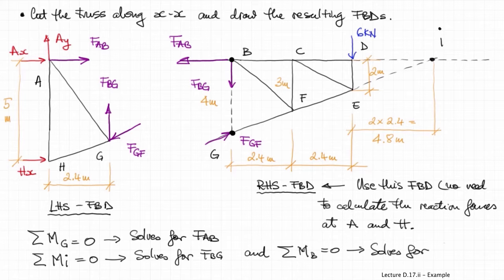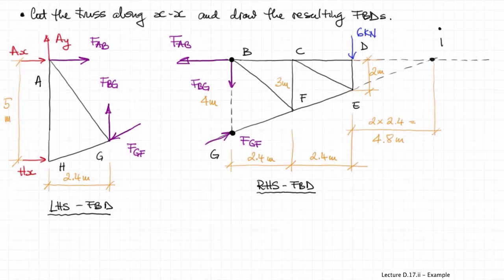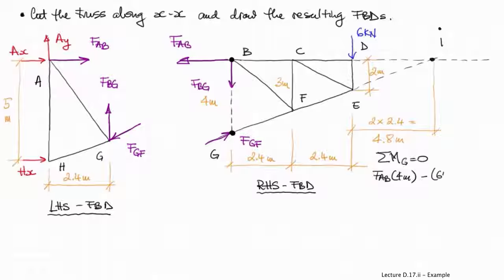So finally, sum of the moments at B, where FAB and FBG intersect, will right away solve for the force in member FG. So you can see very easily, very simply, we can write three equations, three moment equations, and each of them will have one single unknown. Let's start with the summation of moments at G. And this is a very simple equation.